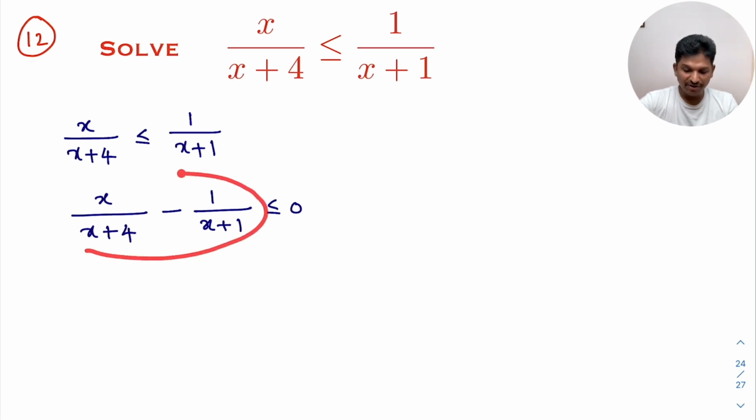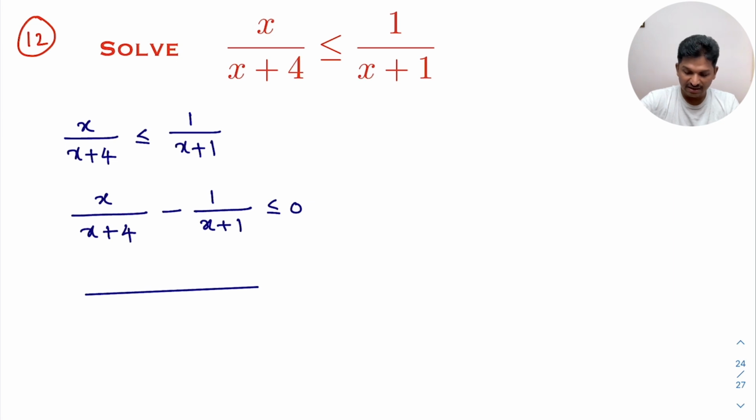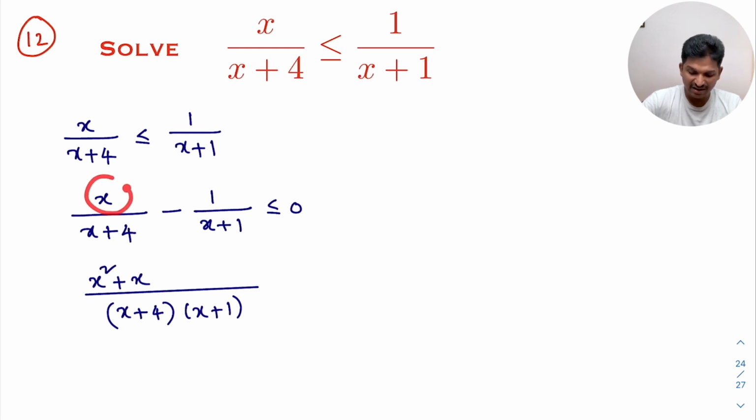Now I'll simplify this part. What will you get here? Here the LCM is x plus 4 into x plus 1. Now simplify the numerator part. What will you get? x into x plus 1 is what? x square plus x. You can understand this. x into x plus 1 is x square plus x. Minus 1 into x plus 4. Then what will you get? Minus x minus 4, less than or equal to 0.